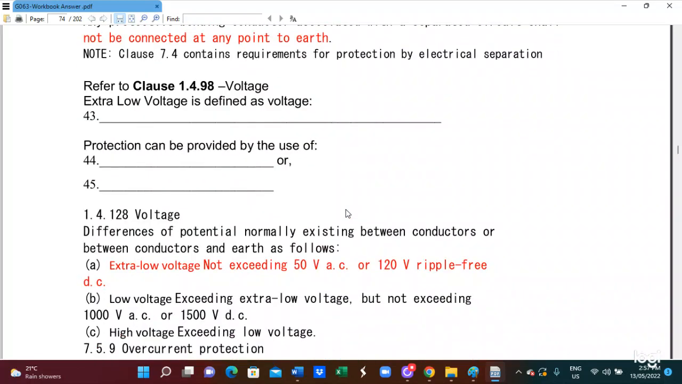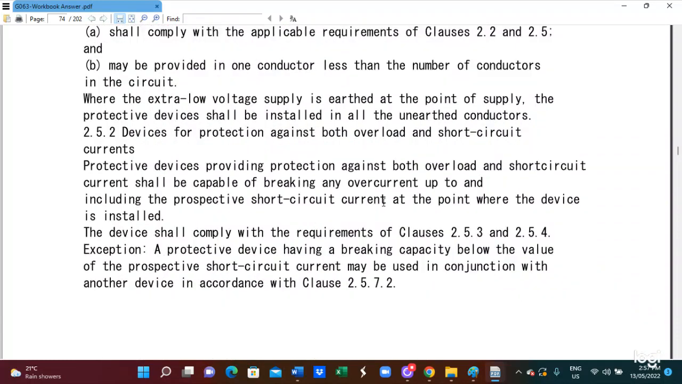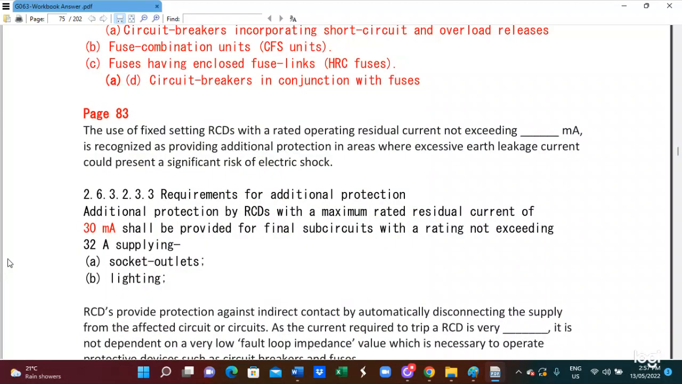And also clause 1.4.98 is a definition of the body and also the protection, and also clause 1.4.128. This is for reference: extra low voltage not exceeding 50 volt AC or 120 volt ripple-free DC. And also the protective device may be a circuit breaker or fuse, and these RCDs are mentioned regarding the use of the fixed setting of the RCD.